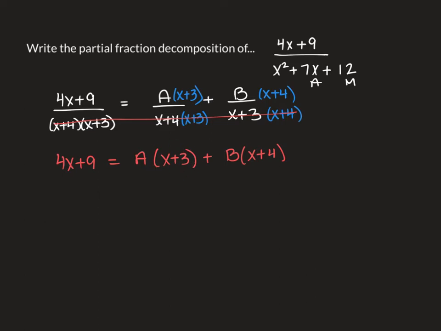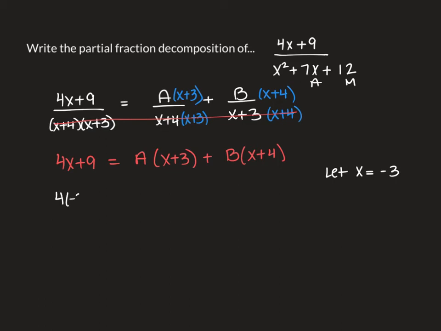So we're picking a value for x. If x was, say, negative 3, do you agree negative 3 plus 3 would give me 0, and 0 times a would go away, and then we could solve for b. So the idea here is we're going to let x equal negative 3. By doing that, let's see what happens.